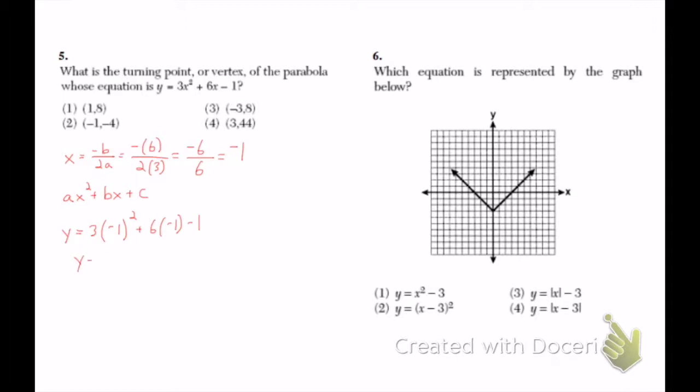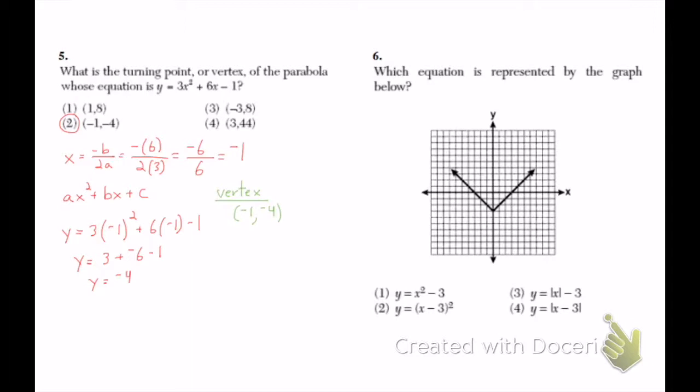We get that y equals, well, -1 times -1 is 1, times 3 is 3, plus a -1 and a 6 is a -6, minus 1. And we get finally that y equals -4. Therefore, the vertex, I'll write in a different color, is at (-1, -4). And is that one of our choices? Yep, we can see that choice number 2 must be the correct answer.